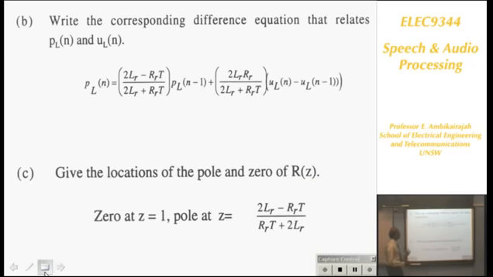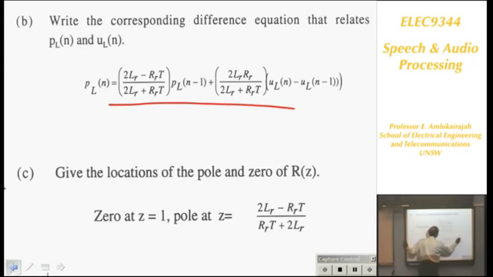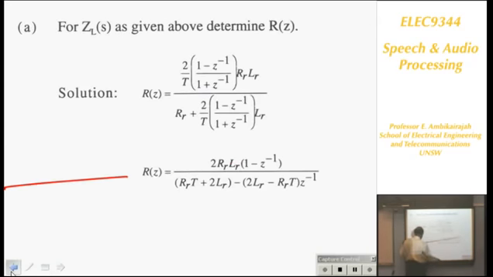And you can then write from that equation the corresponding difference equation you have been asked to do. And then you have been asked to find the location of the pole and the location of the zero. Very simple. On the right, you go back and say make this equal to 0.